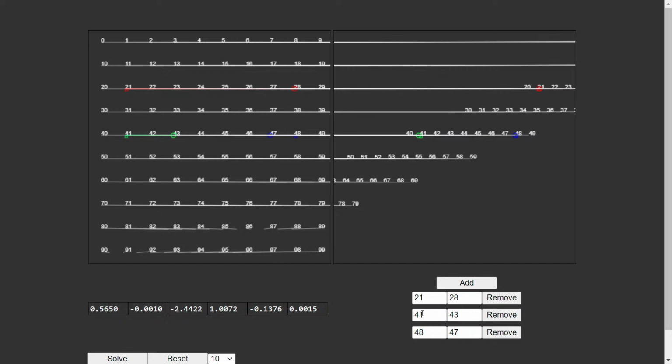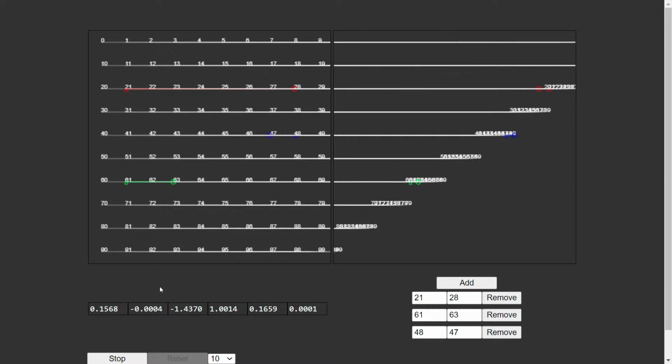What if I say this is 61? That shouldn't affect anything, but... Yeah, that didn't affect anything.